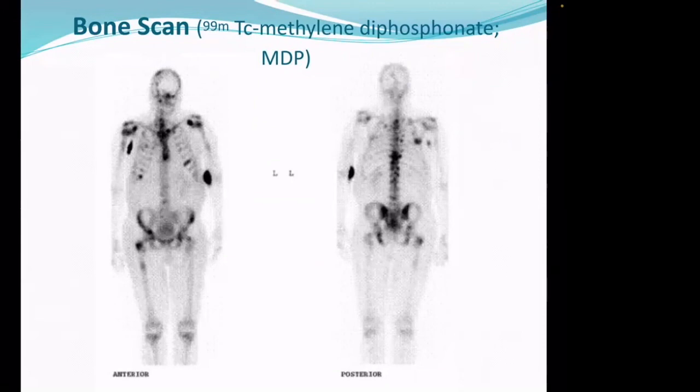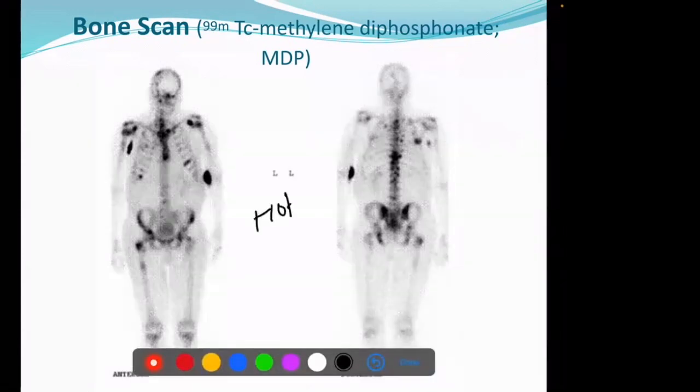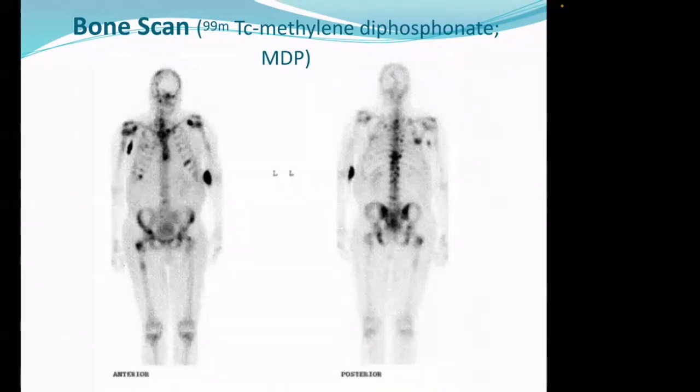We use this technetium-99 MDP for a bone scan, and this is the image. And what do we look for? We look for hot spots. Hot spots are actually these black areas in the bone. I hope you understood.